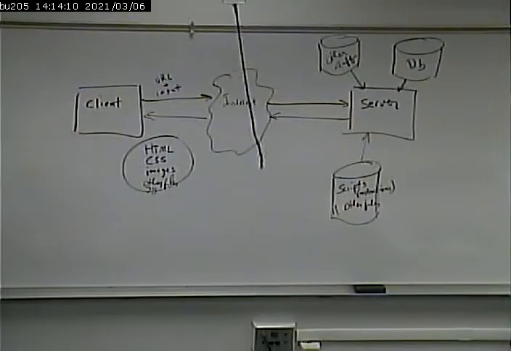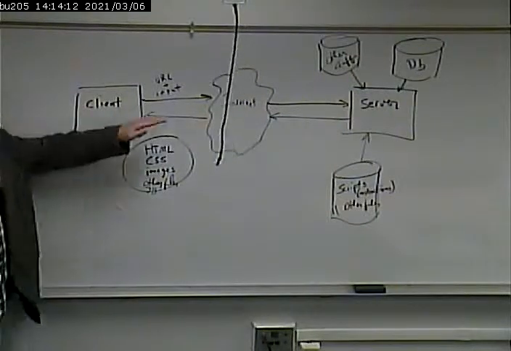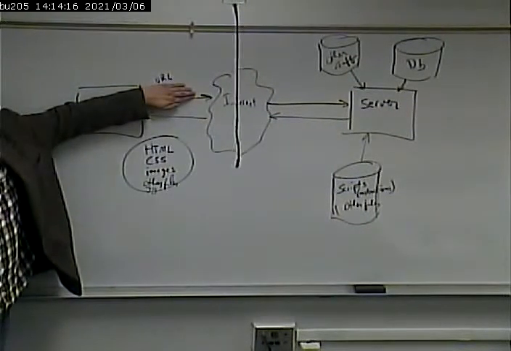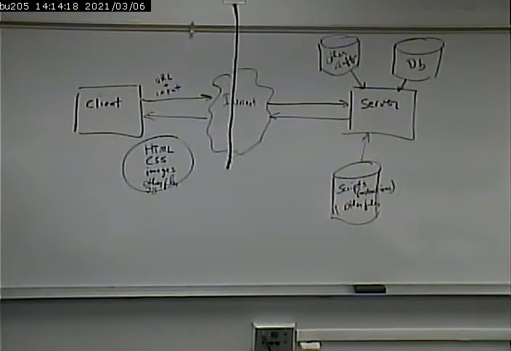In simple static pages, the client request consists only of the URL. So if I was going to my restaurant's menu page, I would type in www.myrestaurant.com/menu.html. That's the URL I want. With dynamic pages, though, we can give some more information.